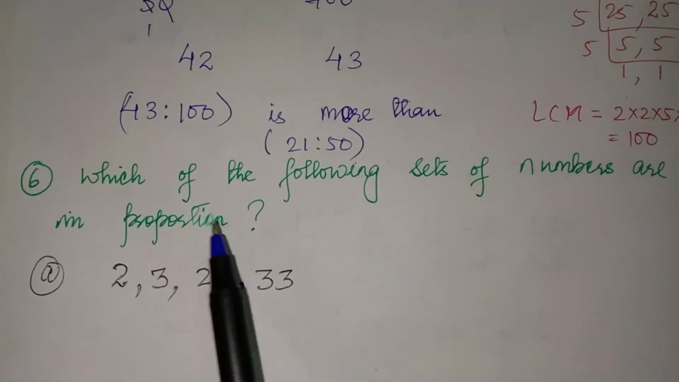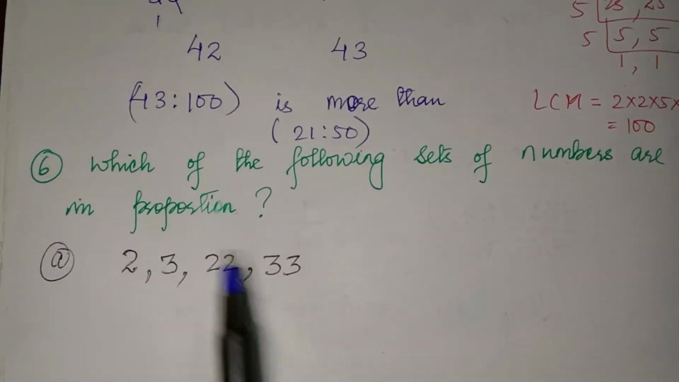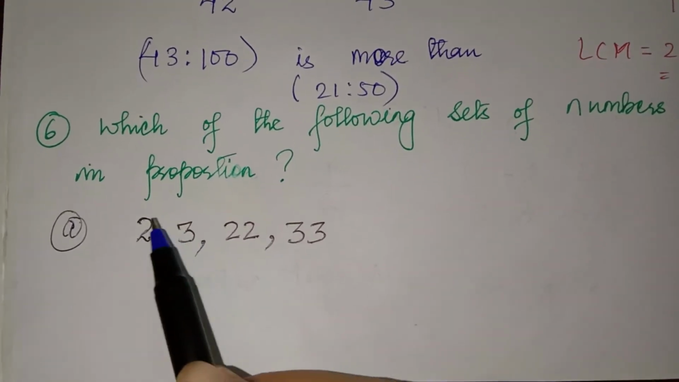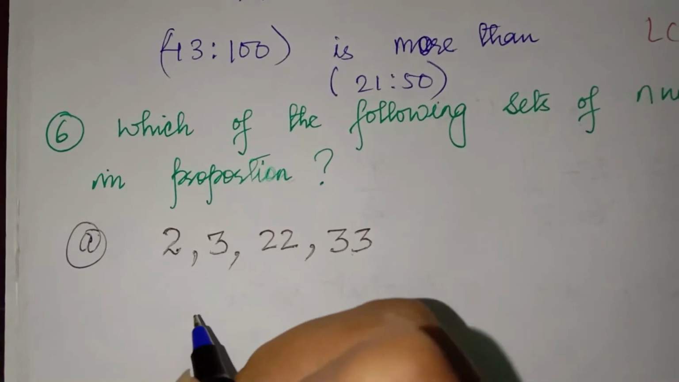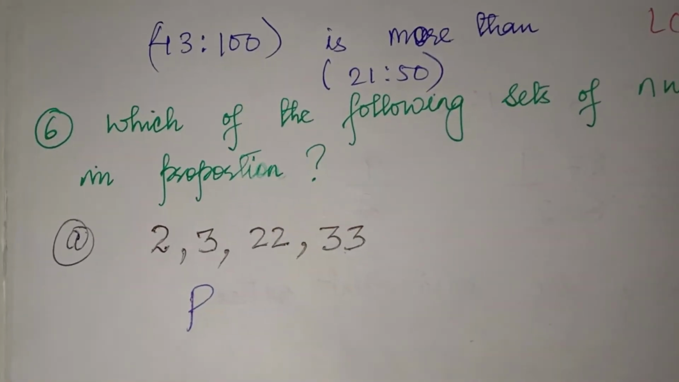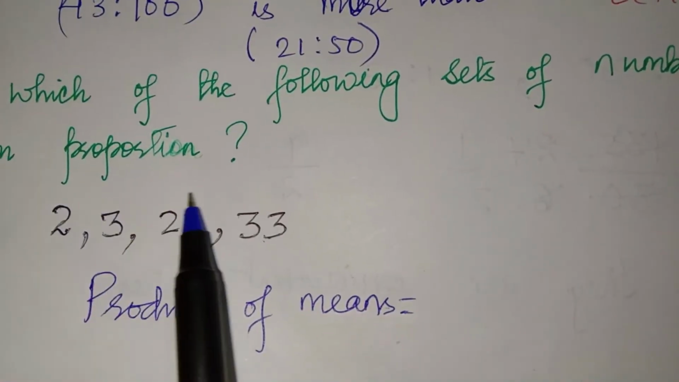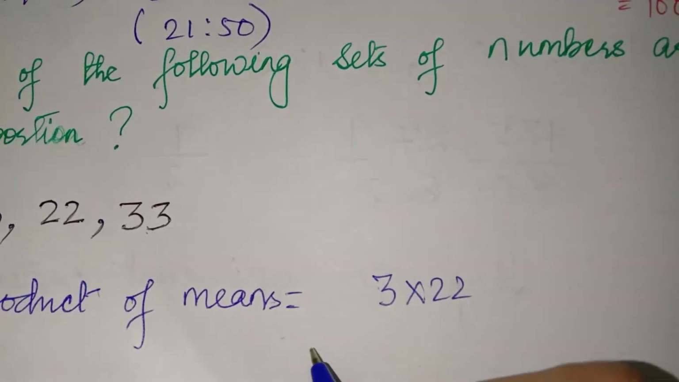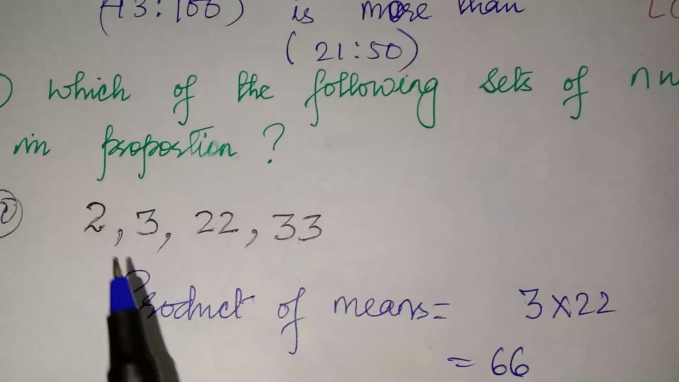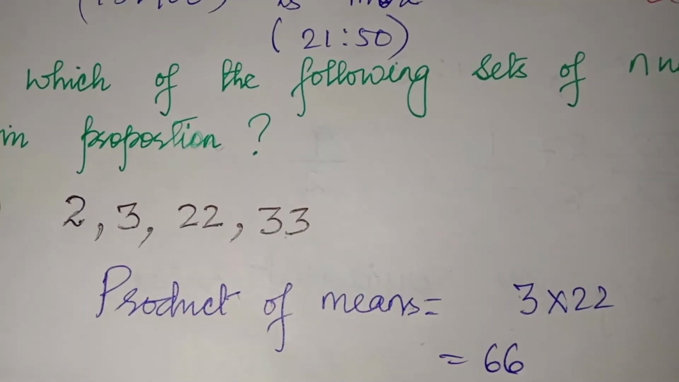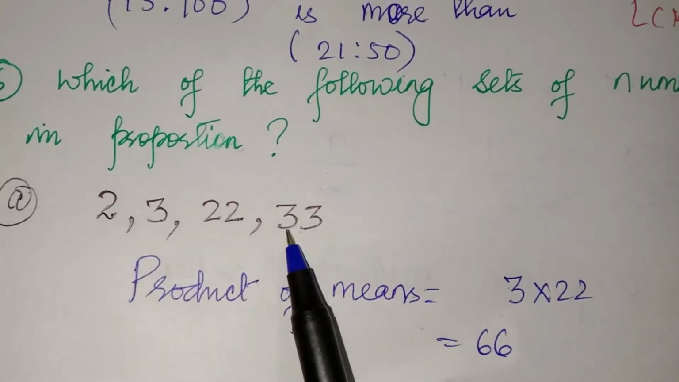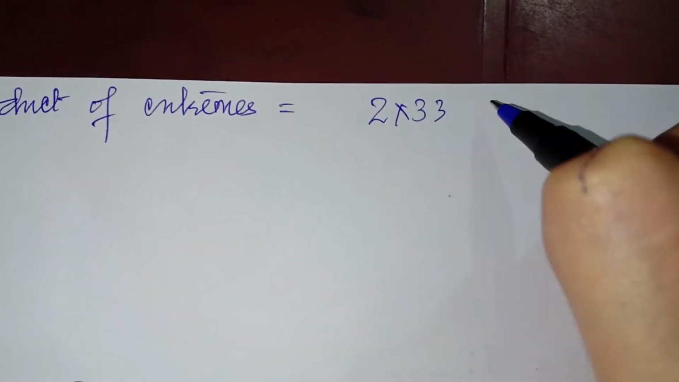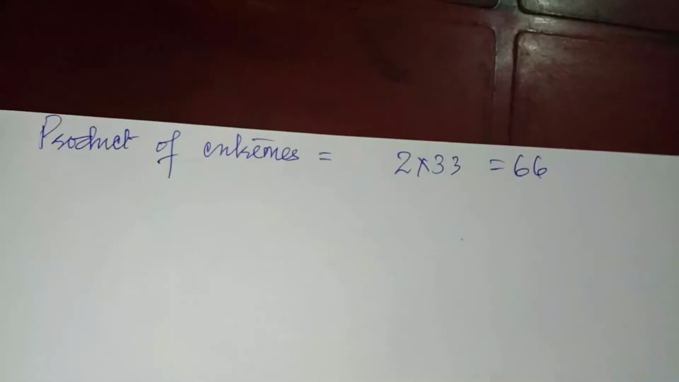Another question is, which of the following sets of number are in proportion? So I have told you in proportion the product of means is equal to product of extremes. Okay, so we will find first product of means. So means mean the numbers which are in the middle. 3 into 22, 66. Similarly we will find the product of the extremes. So here the extremes are 2 and 33. 2 into 33, 66. So here also we got 66.